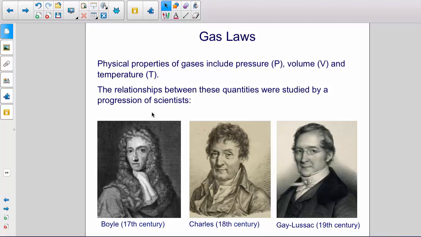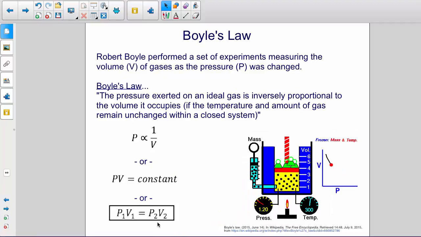And the relationship between these quantities was studied by a progression of scientists, beginning with Boyle in the 17th century, followed by Charles in the 18th century, and Gay-Lussac in the 19th century. The first of the gas laws is Boyle's law. Robert Boyle performed a set of experiments measuring the volume of gases as the pressure P was changed.